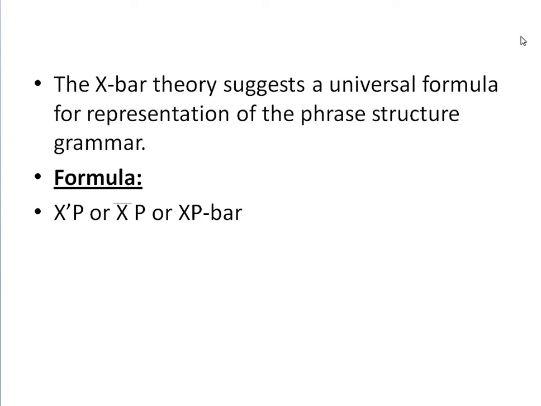So let's see what the formula is. It's called the X bar P. Here the sign X is bar, X bar P, or we can also write it as XP bar. So let's see what X is and what P is in this theory.